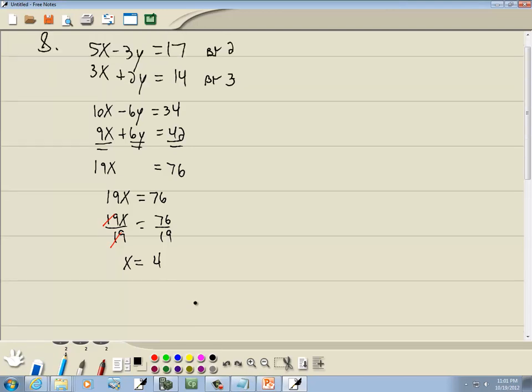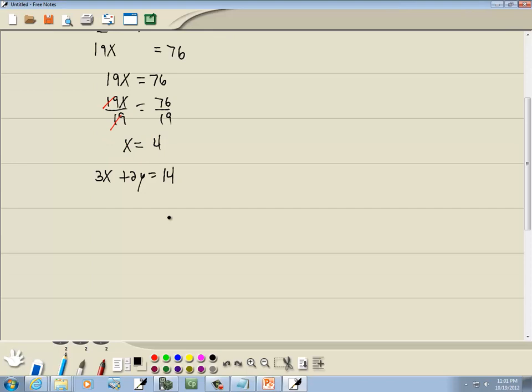Okay, now we want to plug that into one of our equations and solve for y. I'm going to pick the second one here. 3x plus 2y equals 14. And we just said x is equal to 4. So I got 3 times 4 plus 2y equals 14. 3 times 4 is 12 plus 2y equals 14. Take the 12 over. So we got 2y is equal to 14 minus 12. Or 2y is equal to 2.